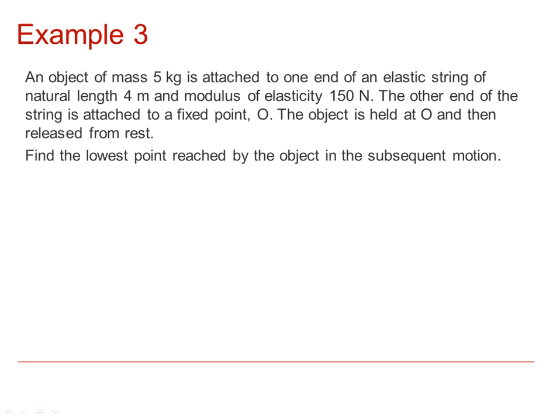In this final example then, we have a mass of 5 kilograms, which is attached to one end of an elastic string of natural length 4 meters. So L is equal to 4 meters, and modulus of elasticity lambda is equal to 150 newtons. The other end of this string is attached to a fixed point O, and the mass is then released from rest. We want to find out how far the object falls in the subsequent motion. Let's put that onto a diagram first of all. You can see that at the top we've got the object, and then towards the bottom we've got it at a height h.